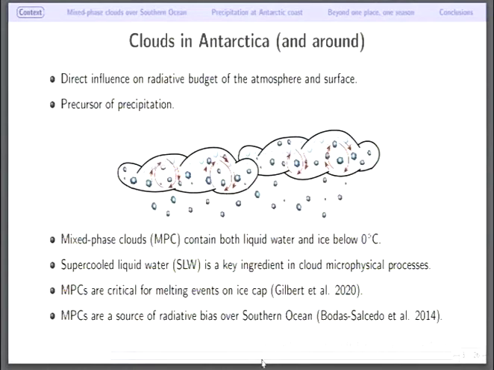And of course, having supercooled liquid water layers in the cloud has some importance. It's a key ingredient for the microphysical processes. With and without supercooled liquid water, you have different processes taking place. They are also critical for melting events, preconditioning the ice cap for melting; mixed phase clouds play a strong role in this preconditioning. And finally, there's also, in all models, a strong radiative bias over the Southern Ocean, and mixed phase clouds are an important factor in these problems that the models have.